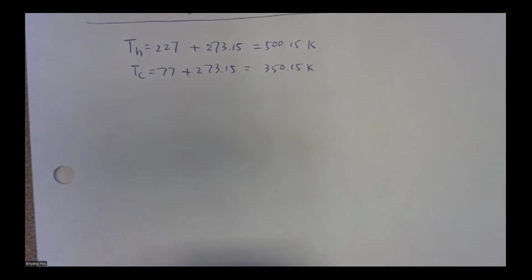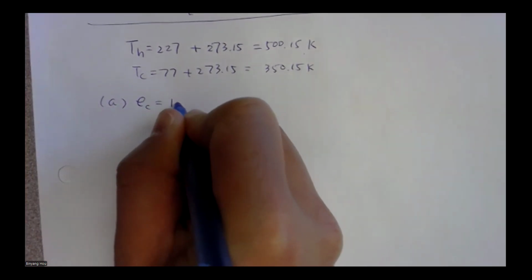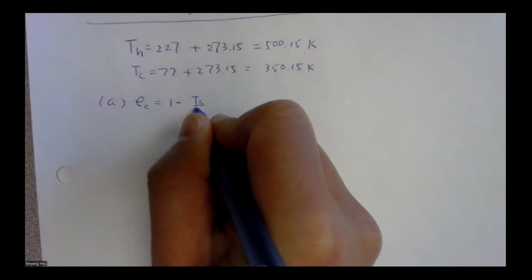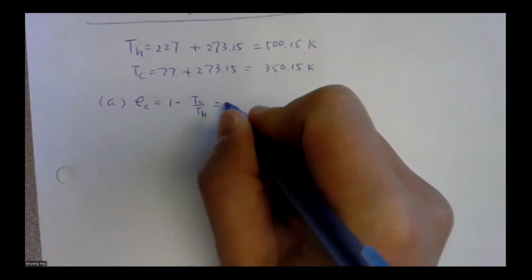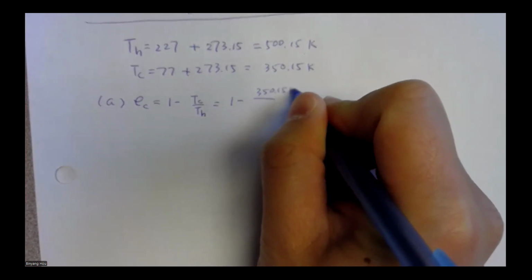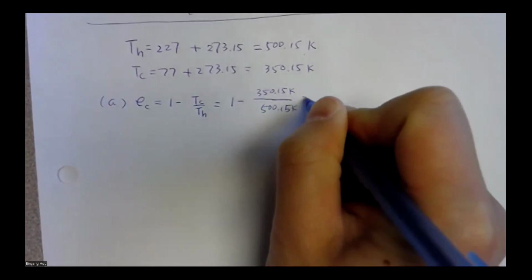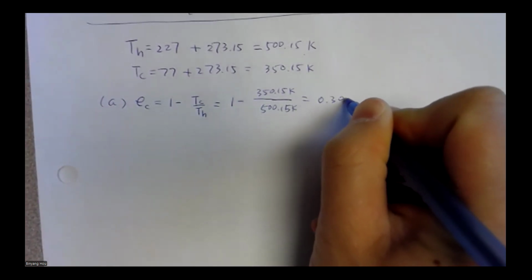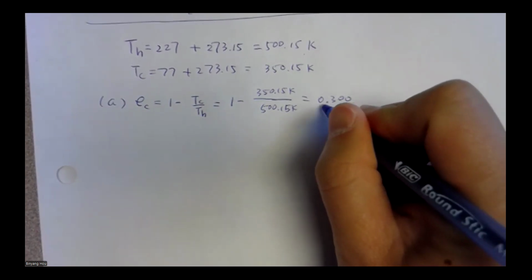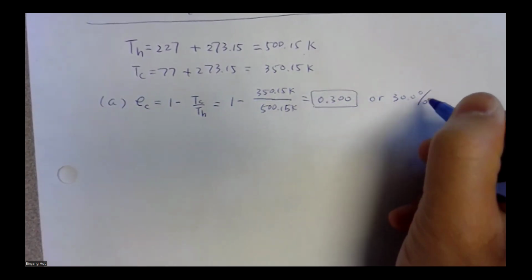All right, that's better. So for A, Carnot efficiency E sub C is just 1 minus TC over TH from the previous slide. So we plug in numbers right now. Make sure you did the conversion of the two temperatures first. Okay, so that gives you about 0.300, or again, 30%.